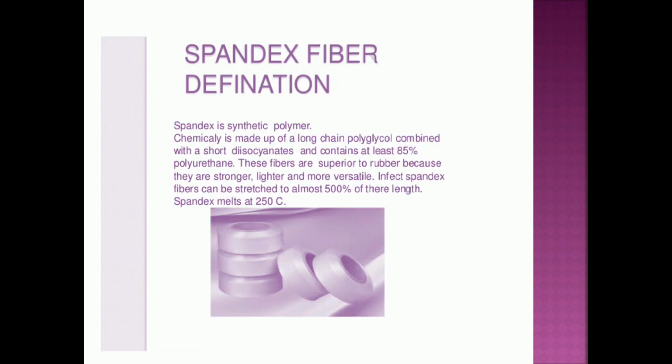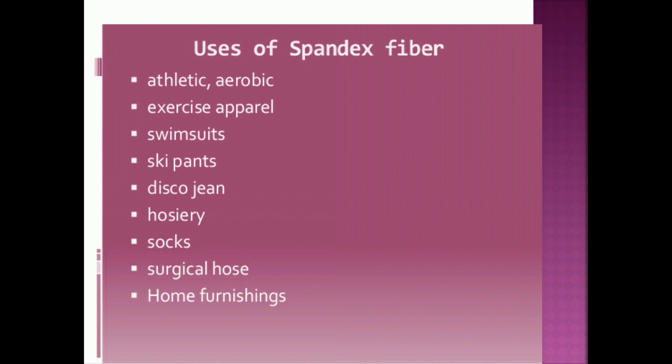Now, what is spandex? Spandex is chemically made up of a long chain of polyglycol. These fibers are superior to rubber because they are stronger, lighter, and more versatile. Now, what are the uses of spandex fiber? It is used in exercise apparel, swimming suits, hosiery, socks, and home furnishings.